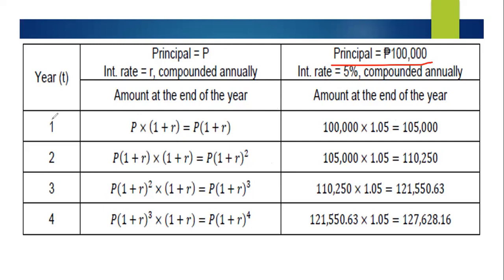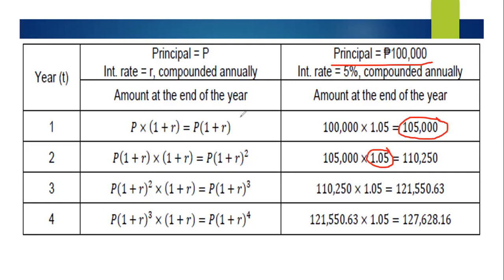Okay, so for the first year, this is how we compute it. So P times 1 plus R. So that is P multiplied to 1 plus R. Okay, 100,000 times 1.05 is equal to 105,000 pesos. Okay, so yung 105,000 pesos na yon, mamumultiply dun sa still 1.05 na interest rate sa annually naman.